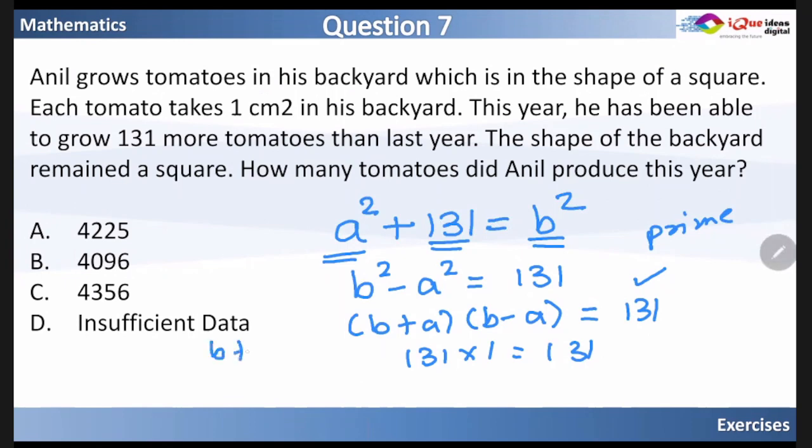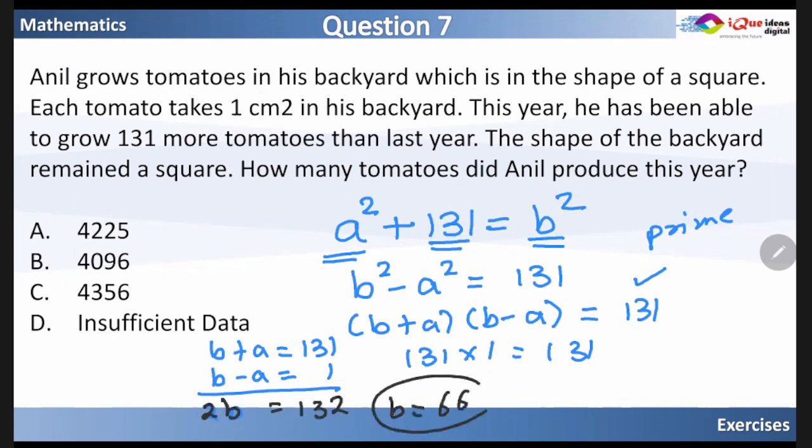So if b plus a is 131 and b minus a is equal to 1, then I get 2b is equal to 132. That means b is equal to 66. And if b is equal to 66, then b square is equal to 66 square, which will work out to be 4356. That is option C.